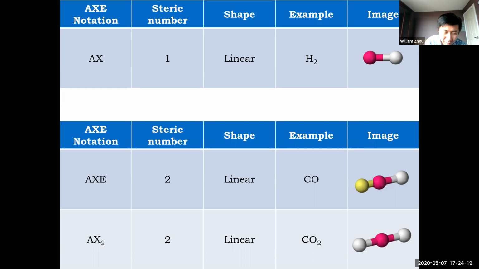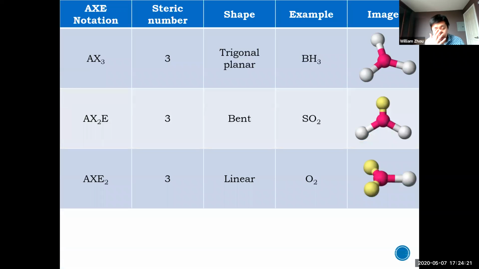It gets harder when you increase the steric number. So if you have 3 different things, you can have these combinations. You can have AX3. Everything attached to the center atom, all 3 of them are bonds. An example of this would be BH3. If you look at the picture in the middle, you have the center atom, and then you have 3 bonds. This is called trigonal planar. You have to know the name as well as the structure.